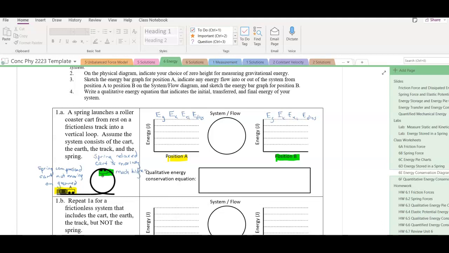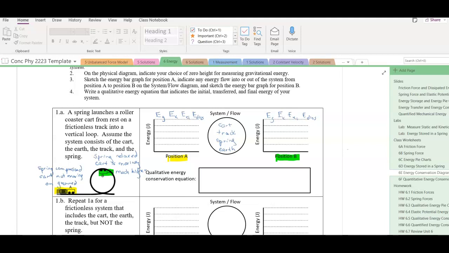Okay, so the first thing we need to do is to identify how we're going to define what's in the system. And right now I'm just going to put everything that I see in the system. So there's the cart, there's the track, the spring, and the earth.